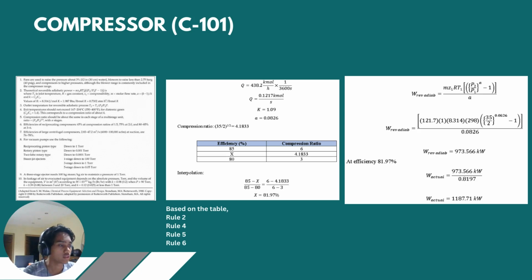Okay, now we are calculating the design of compressor. So from table heuristic 11.10, we use the rule 2, rule 4, rule 5 and rule 6. So we can get the Q and then we calculate the efficiency, and from the efficiency we calculate the actual work that used in the design.